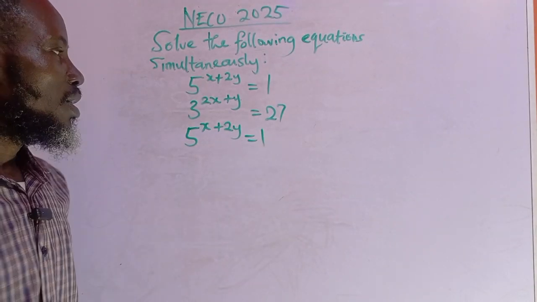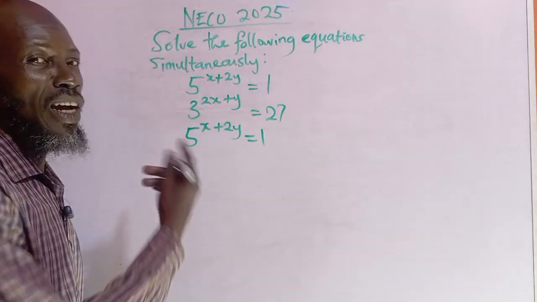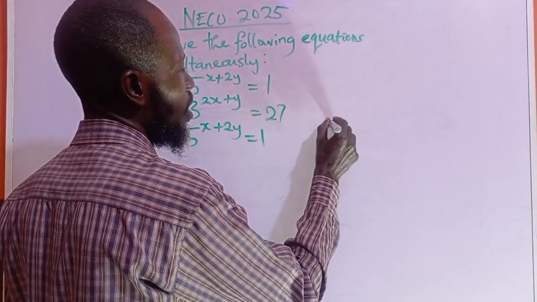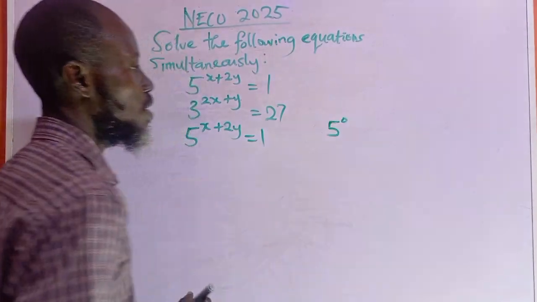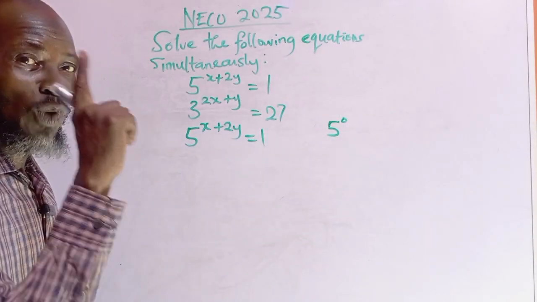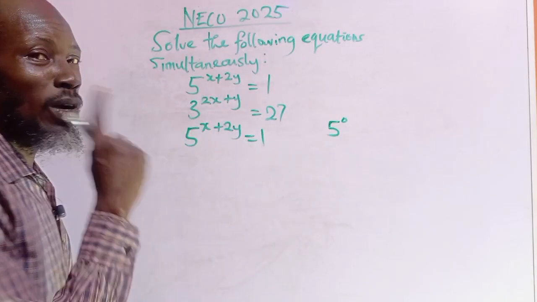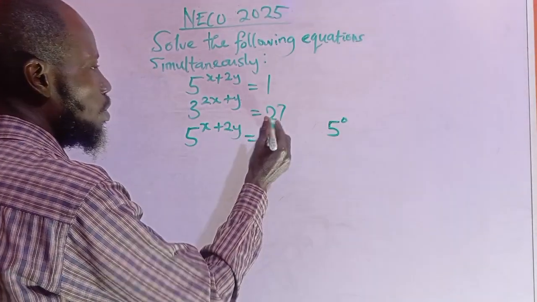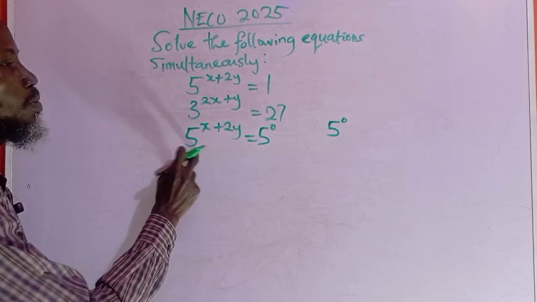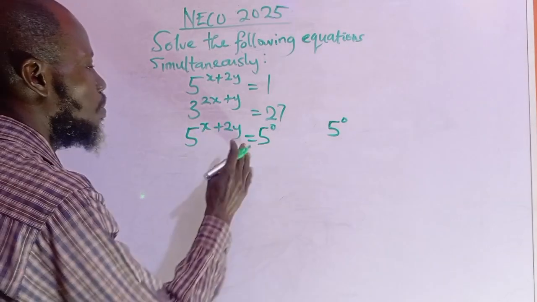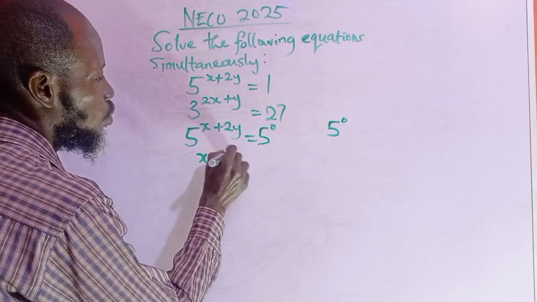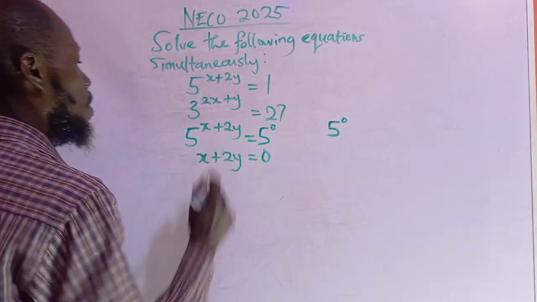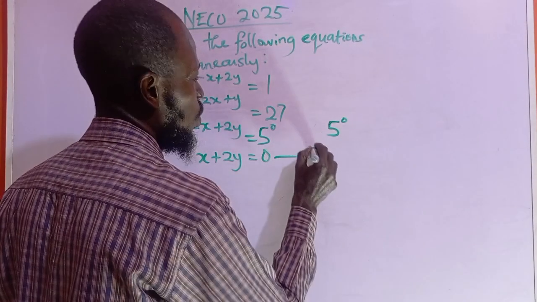So this can also be written in index form. How do we do that? We can say this one is 5 to the power of 0. 5 to the power of 0 will give us 1, since any number raised to the power of 0 is 1. So we can rewrite this to be 5 to the power of 0. Now, since the bases are the same, we can equate the powers. So we have x plus 2y equals 0. We can say this is equation 1.